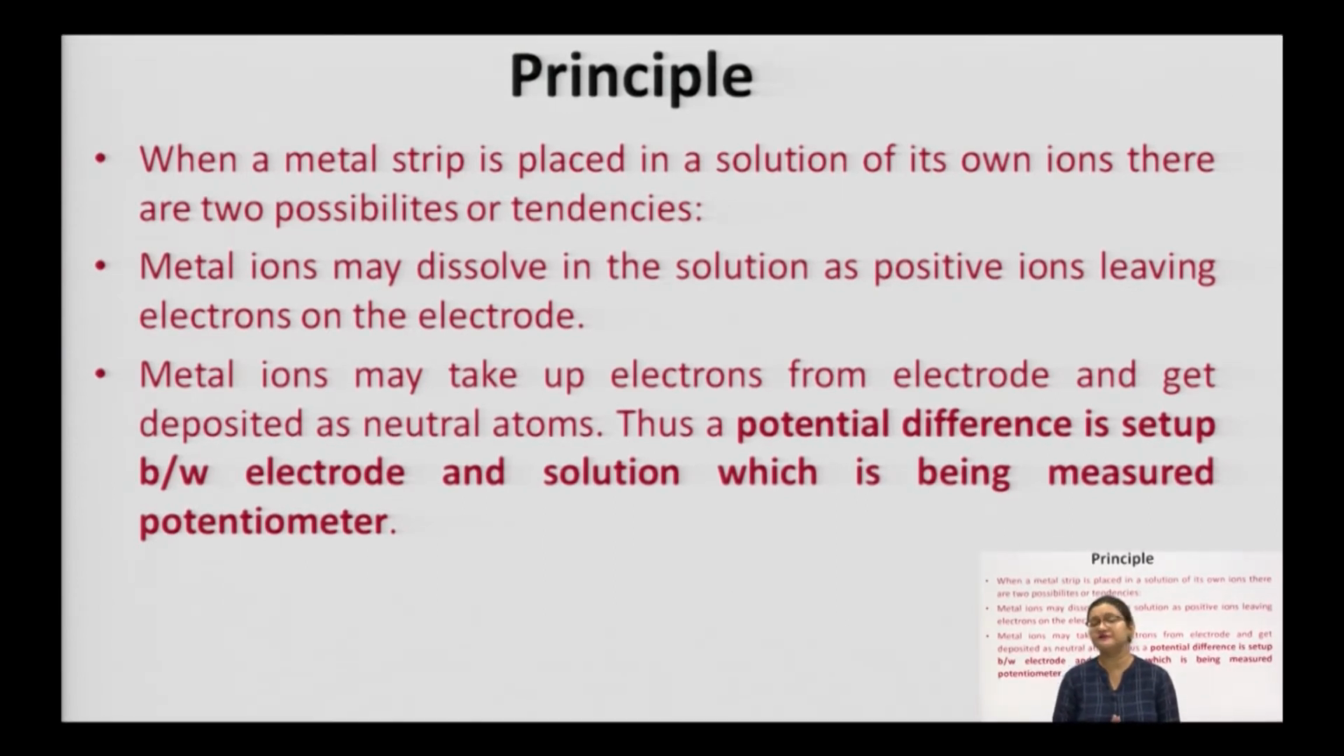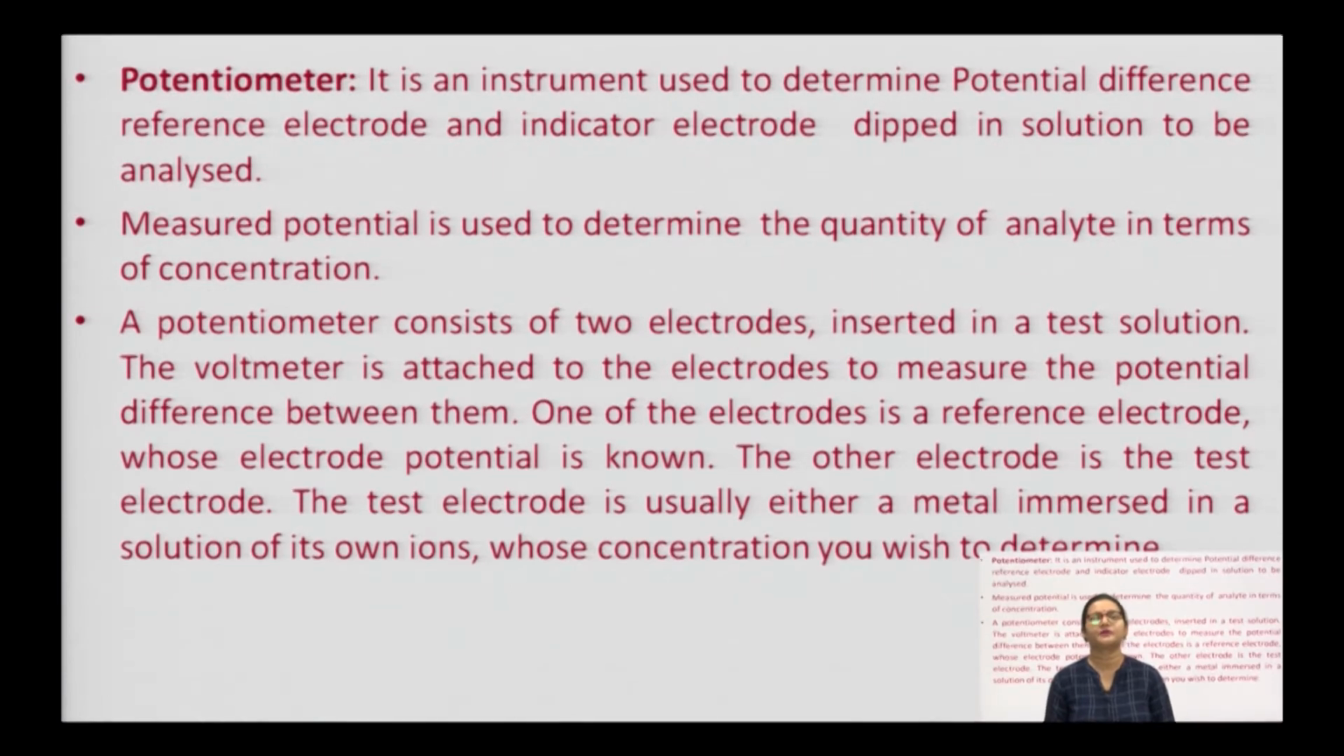Thus, a potential difference or a voltage difference is set up between the electrode which is dipped and the solution which is under study, for which the analytical concentration is to be measured with the potentiometer. So you got it, there is a potential difference created between the electrode and our analytical solution, which has some analyte whose concentration is to be determined with this technique.